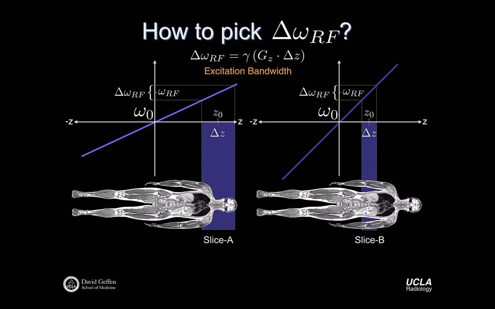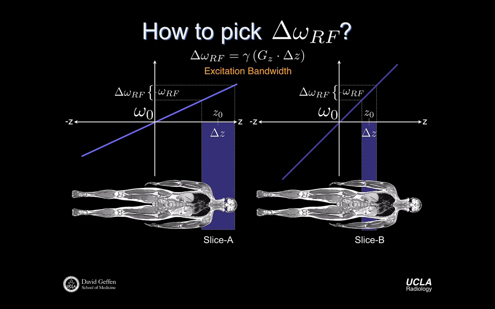So using a stronger gradient, let's say I kept my delta RF the same, the bandwidth of my RF pulse, I kept it the same, but I turned on an even steeper gradient waveform, right? What happens is that I end up exciting not just a slice in a different spatial position, but of a different thickness as well. So that steeper gradient waveform gives me a bigger range of frequencies from head to toe. And a bigger range of frequencies from head to toe means that same delta, that same bandwidth that I was using actually accords with a thinner slice.